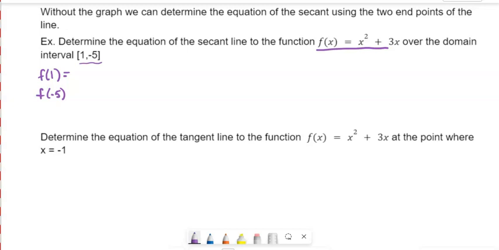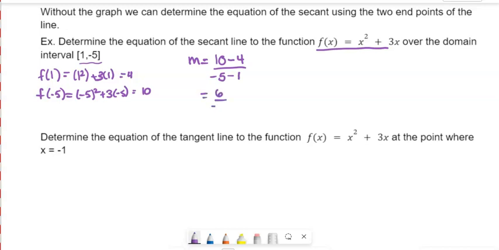So I'm going to plug that value of x into my formula. So I've got 1 squared plus 3 times 1. That's 4. And then I have -5 squared plus 3 times -5. That's 10. Okay, now I have my 2 points. So now my next step is to find my slope. So I'm going to take my second y minus my first y over my second x minus my first x. This gives me 6 over -6, which can be reduced to -1.